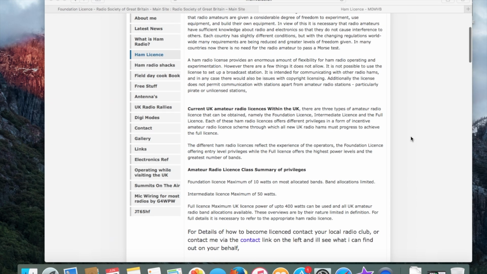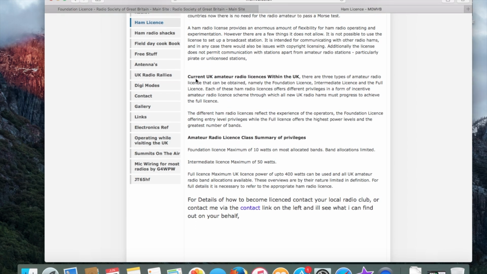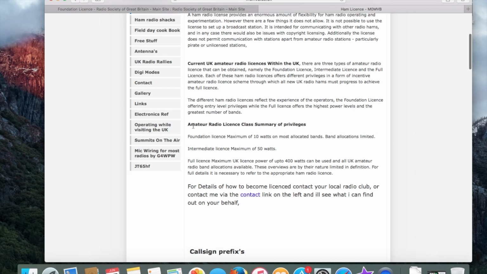There are 3 levels of licensing in the UK with different privileges and restrictions. The first level is called the Foundation License, allowing you to transmit with a power of up to 10 watts. The second is the Intermediate with an increased power privilege of 50 watts. And the third is called the Full license with a maximum power limit of 400 watts.